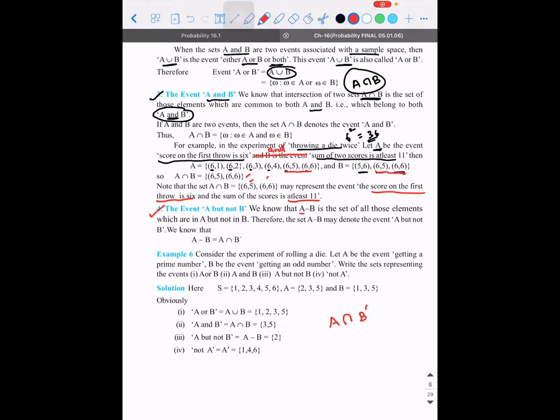So we know that the set of elements from A minus B are those which are in A but not in B. Therefore the set A minus B may denote the event A but not B, but A minus B can also be written as A intersection B dash. They both mean the same according to set. Guys, am I clear till this point? Is there any doubt? No, sir. No doubts. Okay, then we'll proceed with the problems.